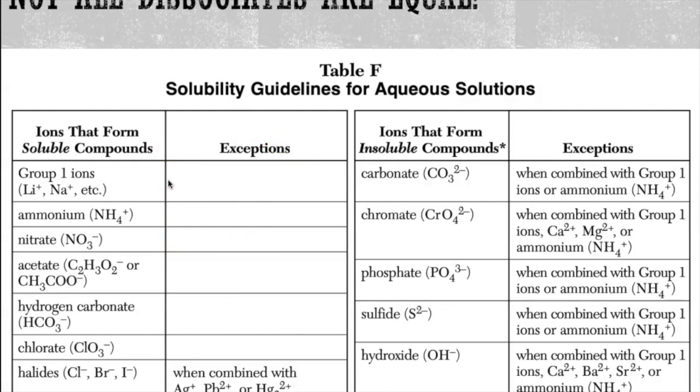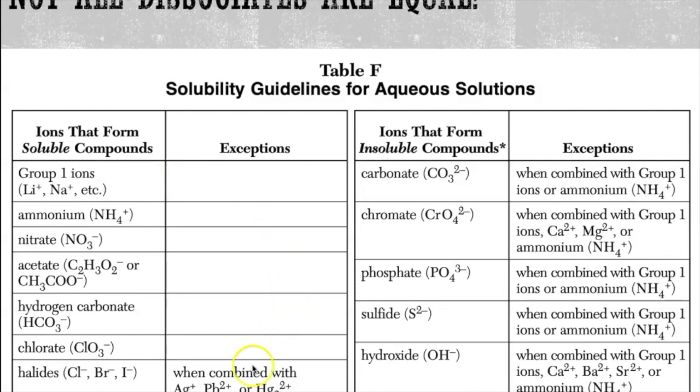So we can take a look at this table and recognize that all group 1 elements are soluble. All ammonium compounds are soluble. All compounds with nitrate are soluble. All compounds with acetate, hydrogen carbonate, and chlorate are soluble. Now all halogen compounds are soluble except for those with silver, lead, and mercury too. Okay? Those are the exceptions to the rule.